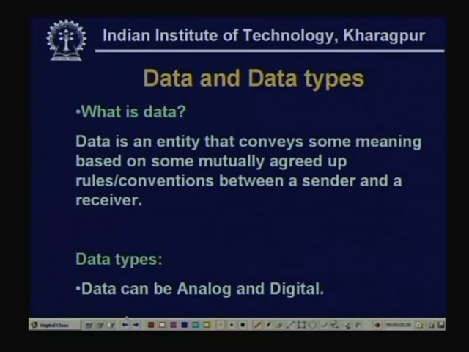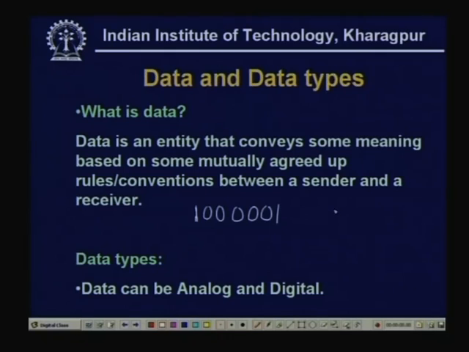Let us take up an example. Say the sender has sent some data, say 1 0 0 0 0 0 1, that has been sent by a sender. Now, as such, this bit sequence has no meaning, and the receiver cannot really understand what it is and what for it has been sent.